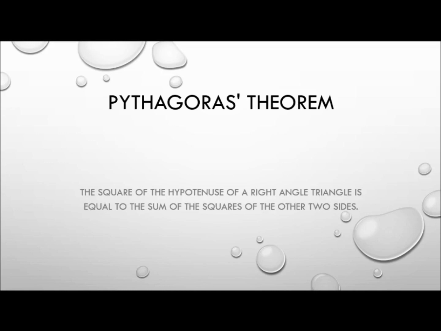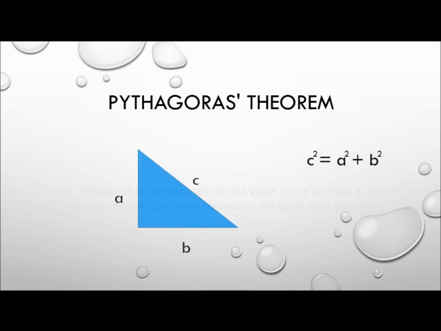Pythagoras' theorem states that the square of the hypotenuse of a right-angled triangle is equal to the sum of the squares of the other two sides. So if we have a right-angled triangle where the legs are labelled a and b and the hypotenuse is labelled c, then c squared is equal to a squared plus b squared.